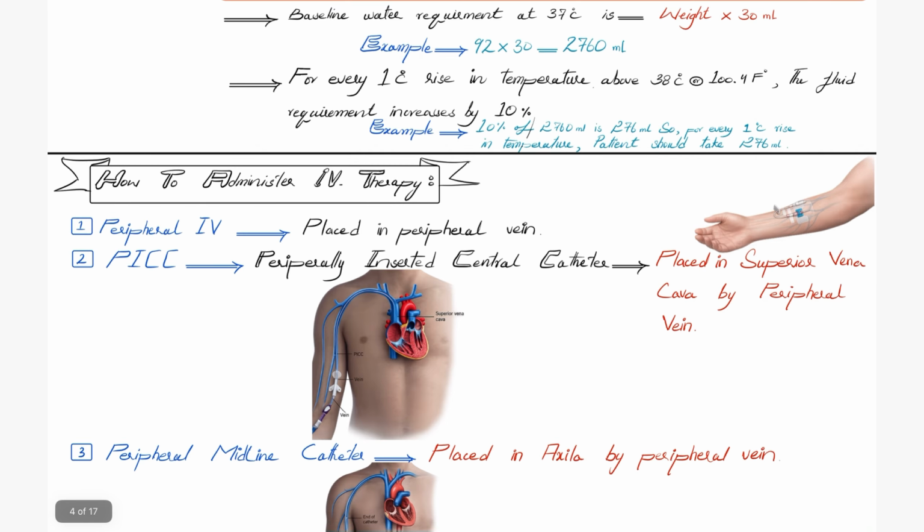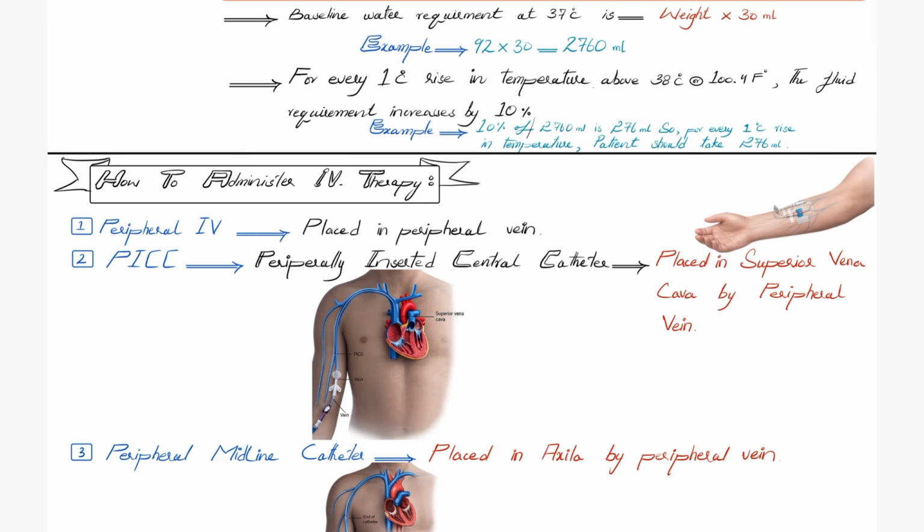Now, for every 1 Celsius rise in temperature above 38 Celsius or 100 Fahrenheit temperature of the body, the fluid requirement increases by 10%. For example, 10% of 2760 milliliter, which we calculated from the baseline water requirement at 37 Celsius of body temperature. Then for every 1 Celsius rise in temperature above 38 Celsius, the patient needs 276 milliliter, which means about 300 milliliter for every 1 Celsius rise above 38 Celsius for a patient weighing 92 kilogram.